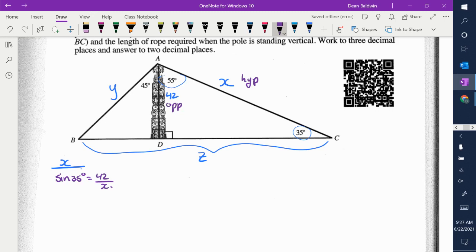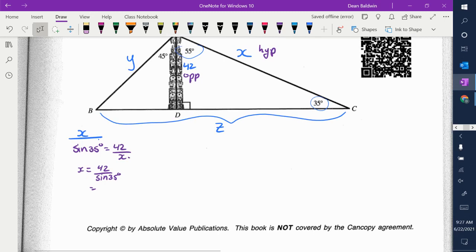Okay, people, tell me what x is, please. What mode must your calculator be in? Degree mode. We'll go to one decimal place. What's the answer? 73.2.